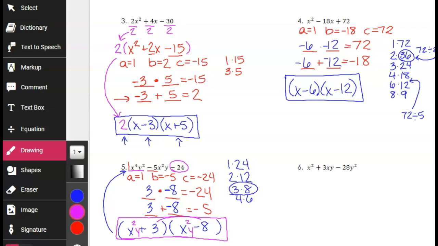So I'm going to ask you to try number 6. Number 6 is a little tricky because it's got that extra variable in it. For right now, just focus on the numbers like we did at the beginning. And then at the end, you can see if you can fill in the right variables in the right spots to make the full complete answer. So pause your video and try number 6.